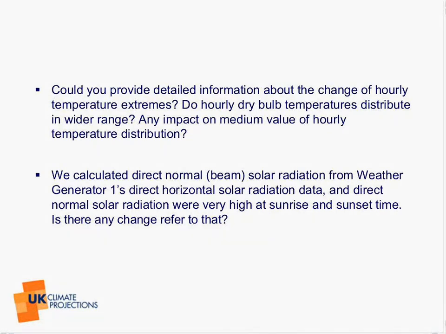We calculated the direct normal beam solar radiation from Weather Generator 1's direct horizontal solar radiation data, and the direct normal solar radiation data were very high at sunrise and sunset time. Is there any change with reference to that? Now, I think there is, but Phil, do you want to talk about that, or Colin?